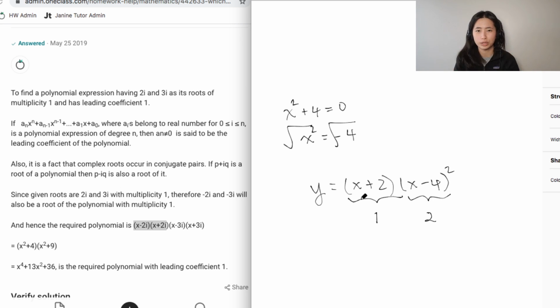And if we're looking at degree, just so you know, because multiplicity and degree are typically learned at the same time. If you look at this function, x plus 2 times x minus 4 squared, the degree is going to be 3, right? Because you have a multiplicity of 1 and a multiplicity of 2, therefore the degree is 3. So that's multiplicity and degree.